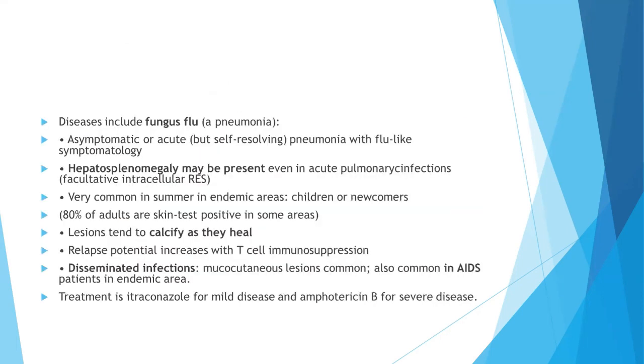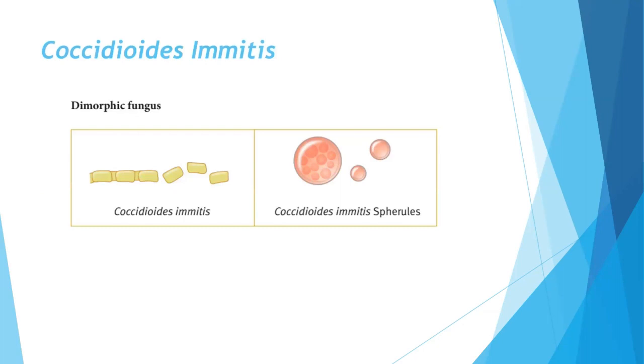Now, diseases include fungus flu, which is a pneumonia. It is asymptomatic or acute but self-resolving pneumonia with full acute symptomatology. Hepatosplenomegaly may be present even in acute pulmonary infections. Very common in summer in endemic areas, in children or newcomers. Lesions tend to calcify as they heal, and there is relapse potential with T cell immunosuppression. In disseminated infection, mucocutaneous lesions are common, also common in AIDS patients in endemic areas. Treatment is itraconazole for mild disease and amphotericin B for severe disease.